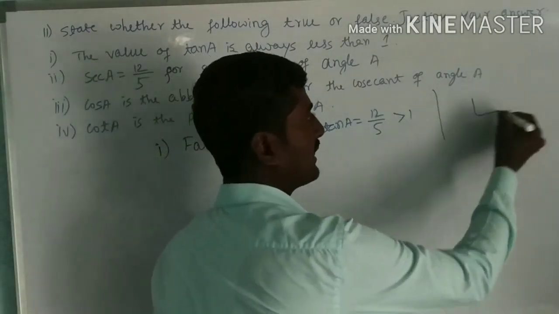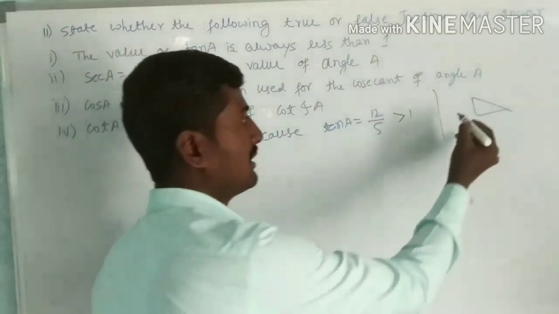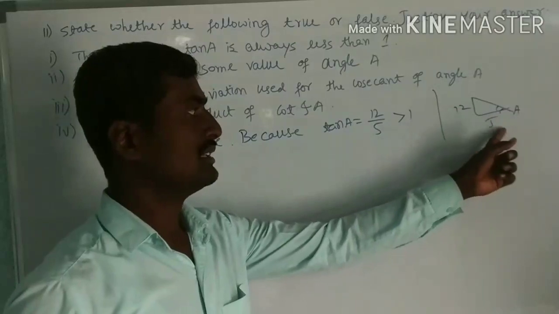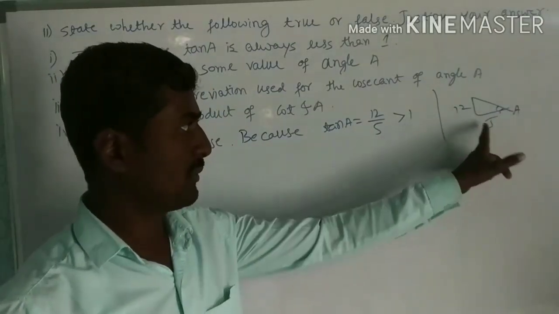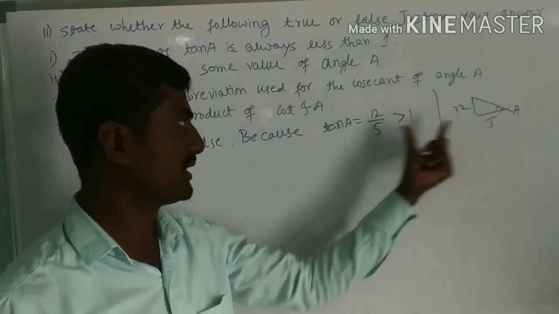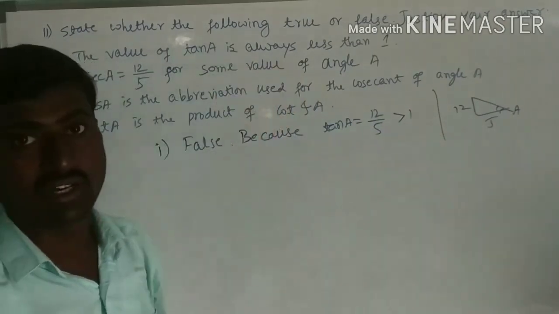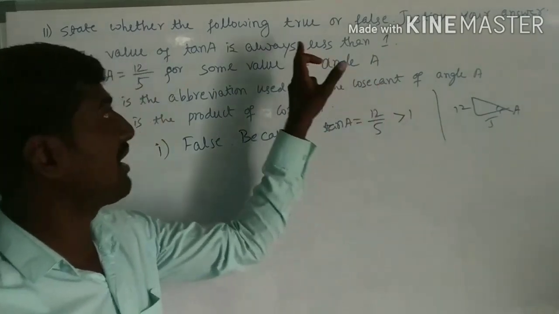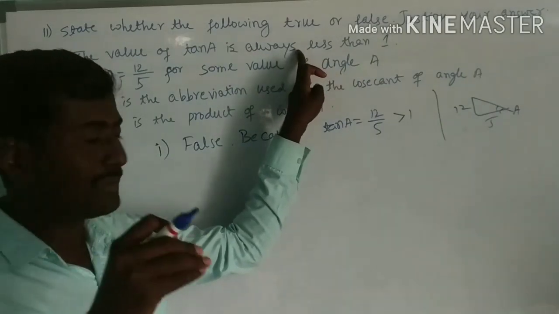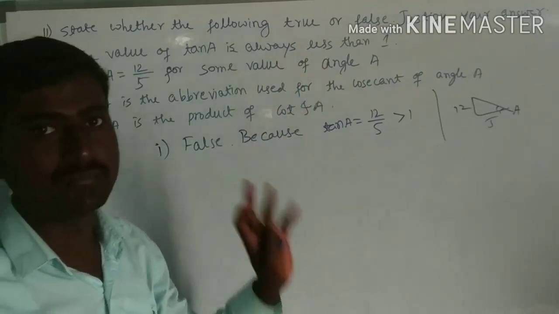Because if I take one right angle triangle, it will satisfy Pythagoras theorem also. So I will take angle A, 12 divided by 5. The hypotenuse is always greater than these two sides. If I apply Pythagoras theorem, you will get a larger side than these two. So tan A is equal to 12 by 5, and I am getting greater than 1. Therefore, the given statement is false. Sometimes it may be less than 1, but they said always. For every time it must be greater than 1 according to this statement. So sometimes it is less than 1 and greater than 1 also. But since they said always, the given statement is false.